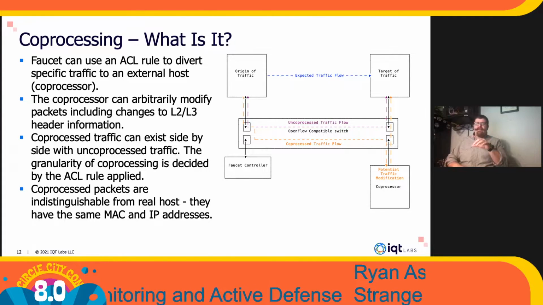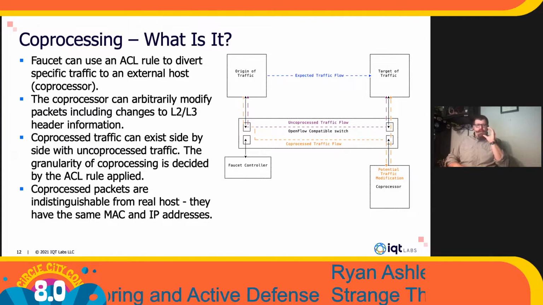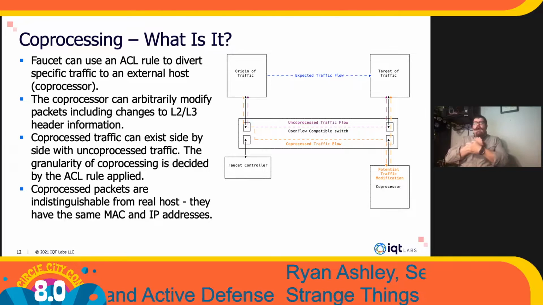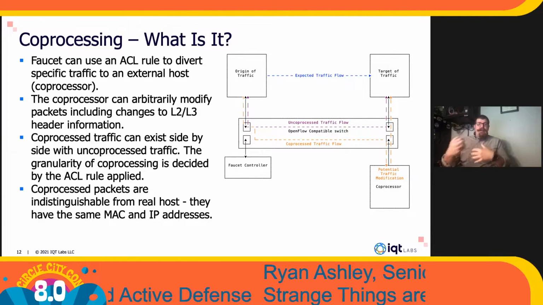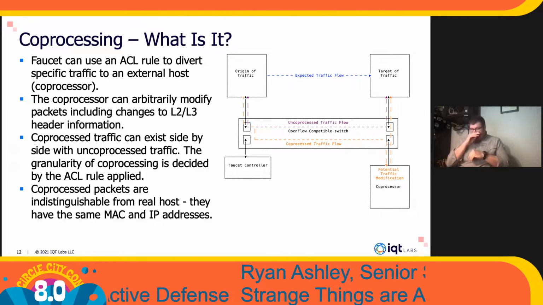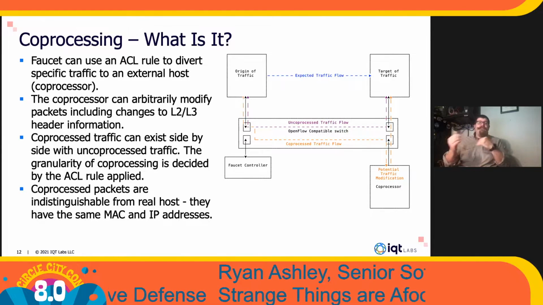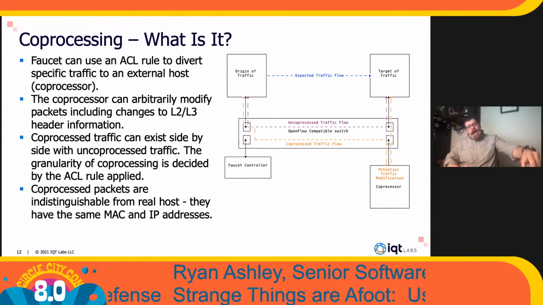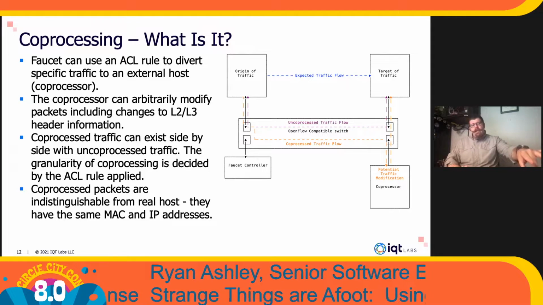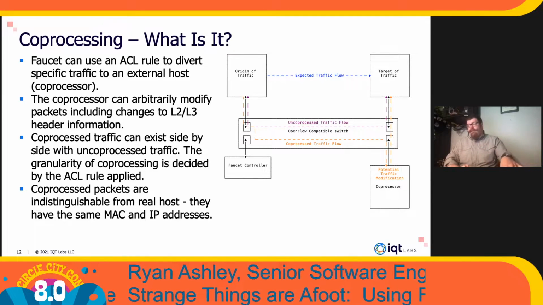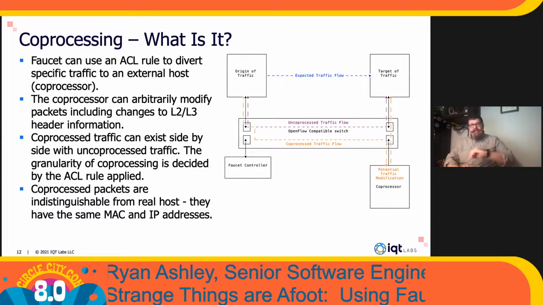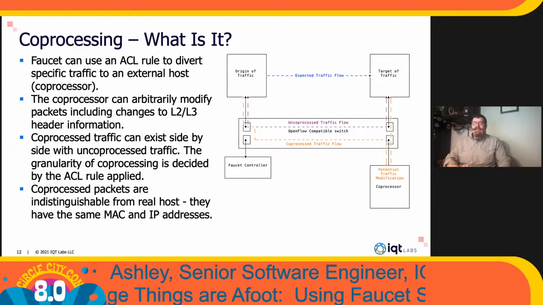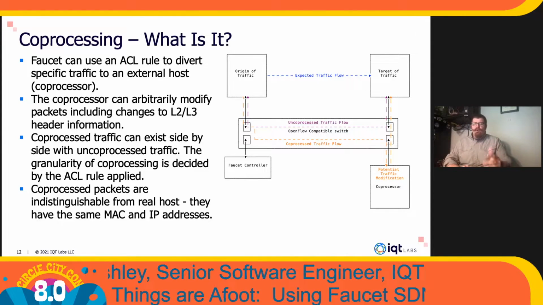And one of the cool things about this is, you can have coprocessed and ordinary traffic side by side. It boils down to the granularity of the ACL you write. So that you can use it for a lot of different things depending on your use case. So for instance, you might for some reason want to say, I only want to co-process traffic between this IP address and this IP address on this particular port. And then it will just leave everything else, even between those same two machines, alone. Or you can say, I want to grab everything on this port across the network.